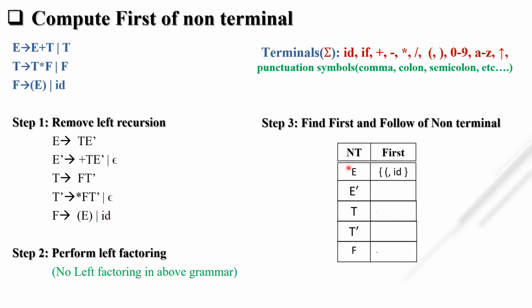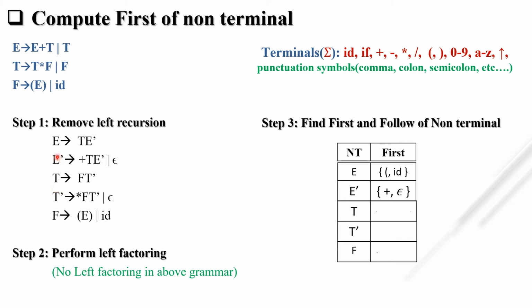Now we have to find the first of E dash. E dash's first is a terminal symbol, as I said, plus is considered a terminal symbol, so we directly put it. And according to rule number 2, the null symbol is also there in the first position of E dash. So plus and null is the first of E dash.